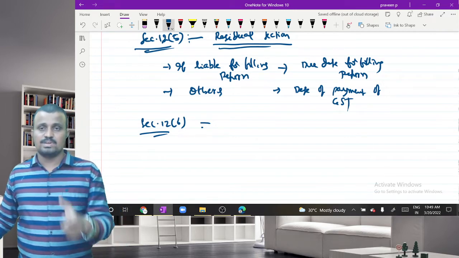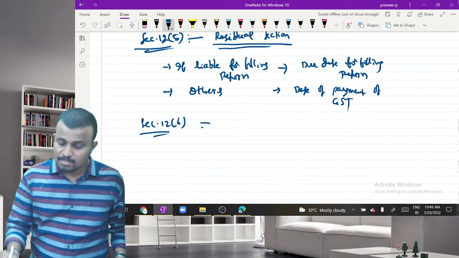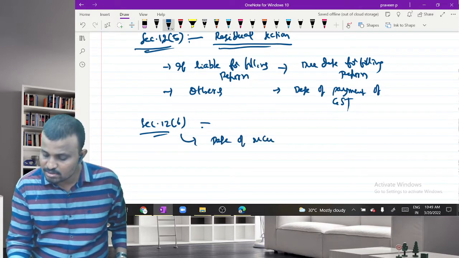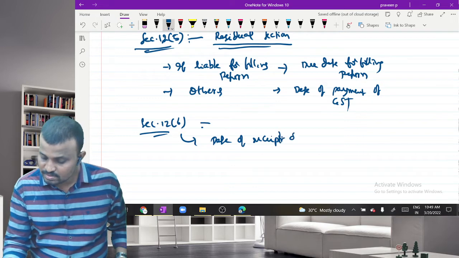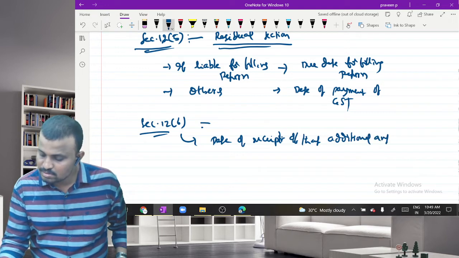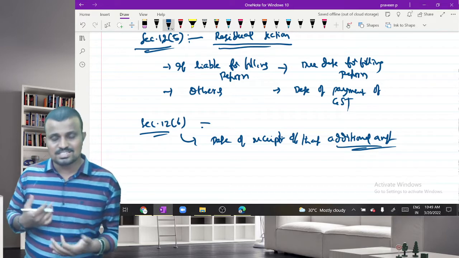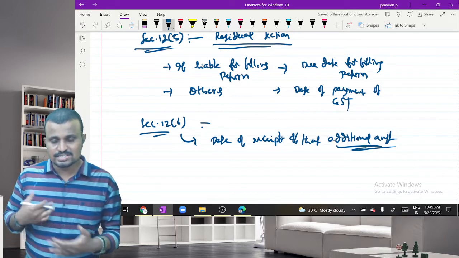For that excess payment, what is the time of supply? The time of supply is the date of receipt of that additional amount, like interest, penalty, late fee, charges, etc.